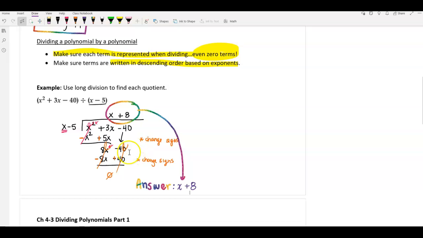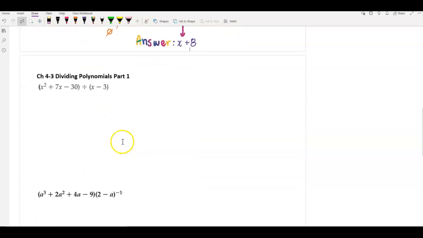Let's do another example. All right, this time we're dividing x minus 3, so x minus 3. And underneath, in descending order, we have x squared plus 7x minus 30. All right, we need to determine what we need to multiply this x by to get x squared. Well, the answer is x, so I put it in the x column.